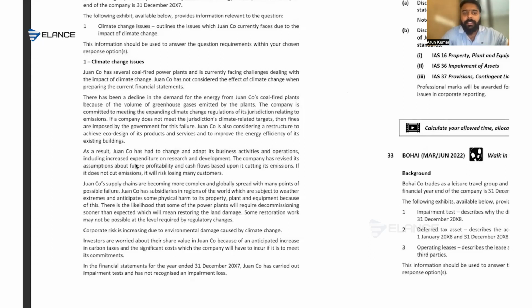The next one: as a result, Juvan has changed and adapted its business activities and operations, including increased expenditure on research and development. The company has revised its assumptions about future profitability and cash flows based on cutting its emissions. And if it does not cut emissions, it will risk losing many customers. So, which is under threat here?